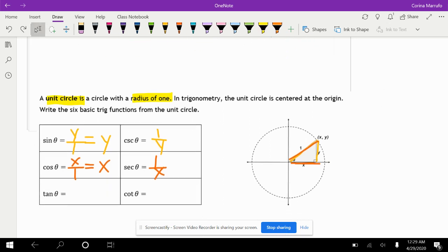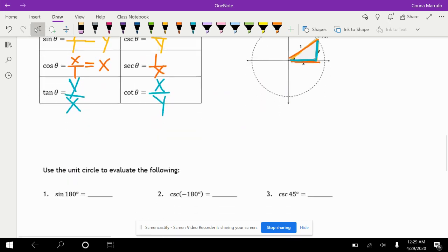And then lastly, we have tangent. So tangent is opposite over adjacent. So this is my opposite, which is y, over my adjacent is going to be x. So y over x. And then cotangent is going to be the reciprocal, which is x over y.